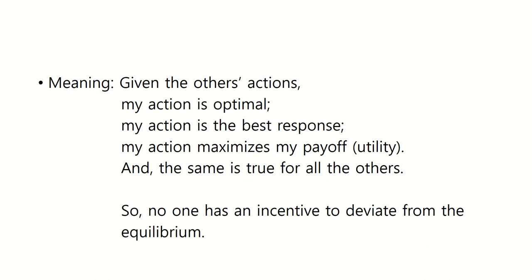Oftentimes in game theory, finding Nash equilibrium is not straightforward. Sometimes we have to make a guess, and then later we verify that it is indeed a Nash equilibrium. To do that, you have to make a nice guess, and then to verify it, you just need to remember this: no one has an incentive to deviate from Nash equilibrium. So you check whether there is an incentive to deviate, and if there is no one who has a profitable deviation strategy, then we can say, okay, this is a Nash equilibrium. So Nash equilibrium is a situation where everybody does their best given the others' actions, so no one has an incentive to deviate from it.